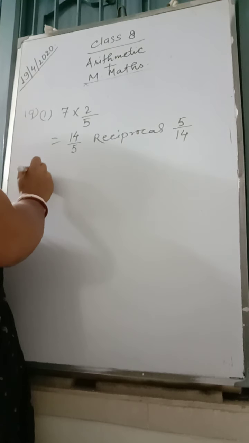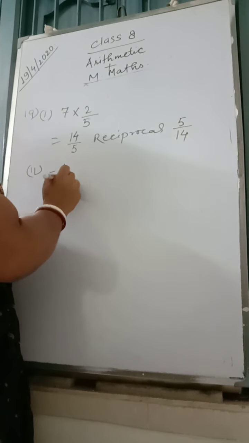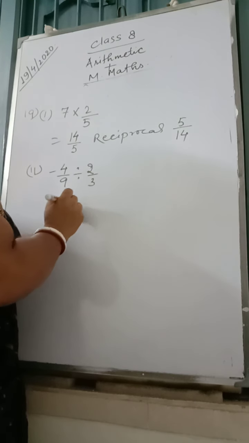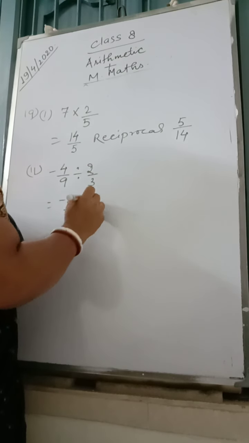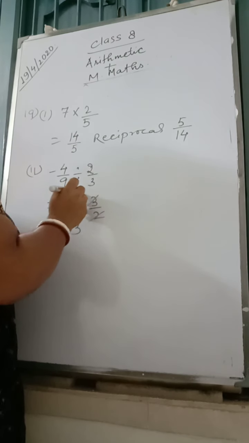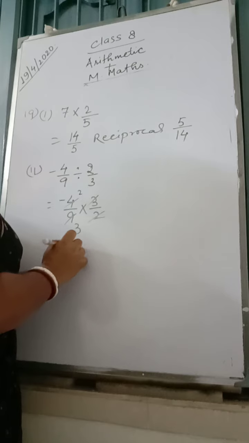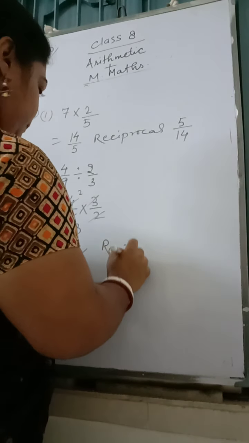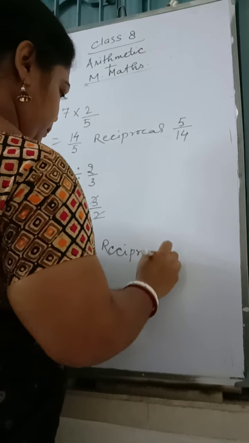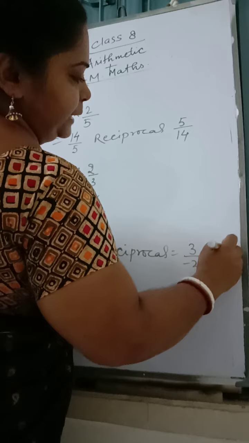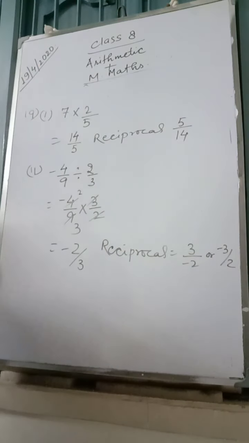Look at number 2. Minus 4 by 9 divided by 2 by 3. It will be written minus 4 by 9 into 3 by 2. 3 3s are 9, we can reduce. 2 2s are 4, we can reduce. So it gives you minus 2 by 3. What will be the reciprocal? 3 by minus 2, or you can write it minus 3 by 2. In this way we have to do number 19.